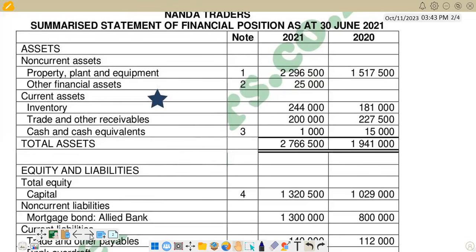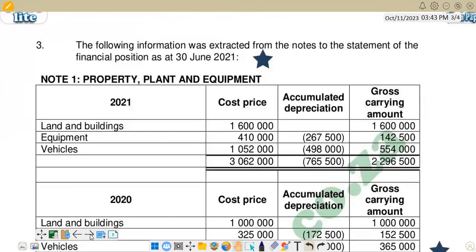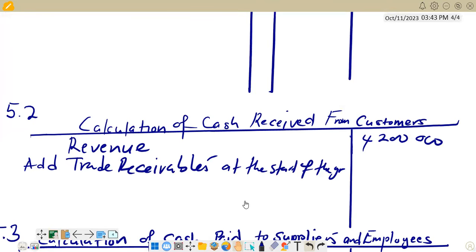So we go to our other section. Here we are adding 227,500. Then we subtract; when we are subtracting, we less trade receivables.